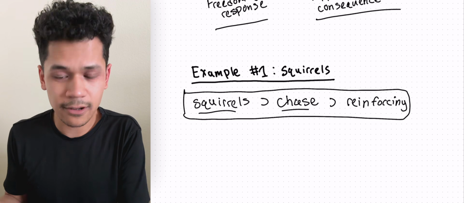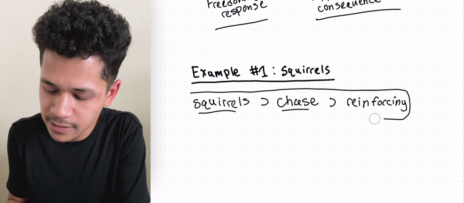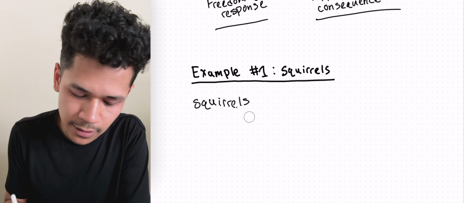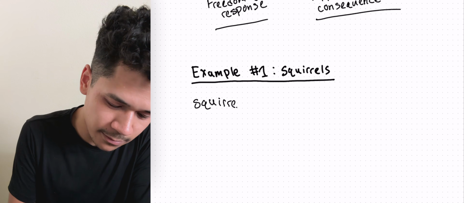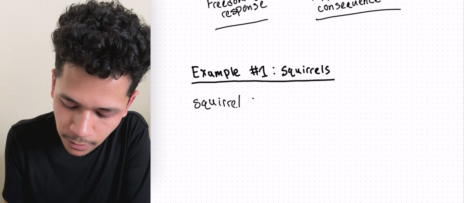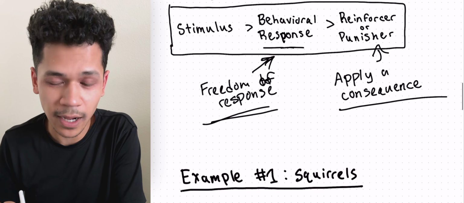Okay, so Miles, my dog is like this. He's done this before in the past. How do I get my dog to stop chasing squirrels? Well, here's how we do it. So the stimulus is the squirrel. Now, next time your dog sees the squirrel, you give your dog what? Freedom of response.